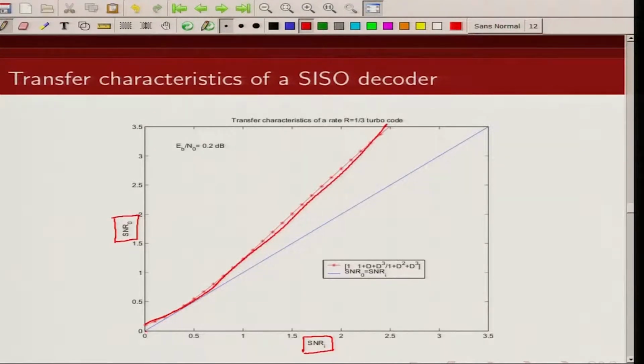So, initially I do not have any a priori knowledge, and this is the amount of extrinsic information which is generated. This transfer characteristic will tell me, if I have a particular input a priori information, what is the corresponding extrinsic information SNR. And for comparison sake, I have drawn this line, which is SNR in equal to SNR out. Now, if you have a symmetric turbo code, you obviously would like your transfer characteristics to be above this line.